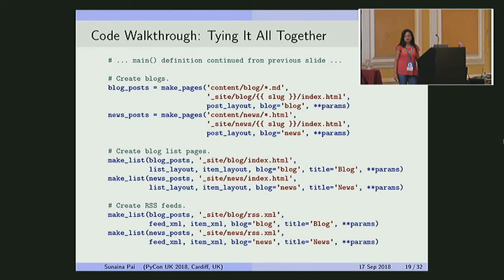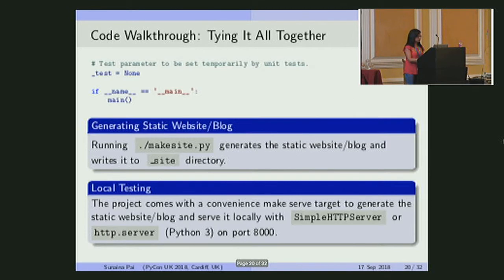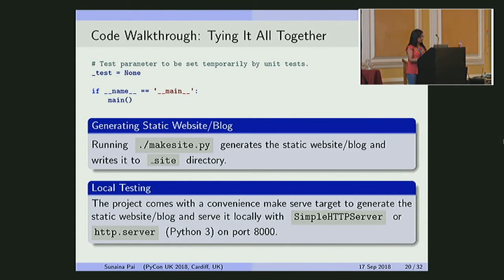Now, RSS feeds is just like any other blog listing page, the only difference being it expects XML layout rather than HTML. And so you can use the same make list function. And finally, you call the main method, after which makesite.py generates static website and writes it to _site directory.